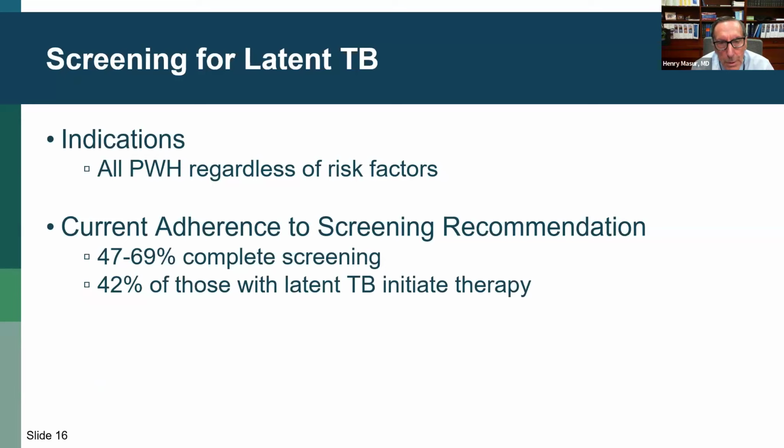And the screening, of course, is either a PPD or an IGRA. It's recommended that you not do both because you'll just get confused. But what the CDC would report, based on some Cochrane analyses and other meta-analyses that are not entirely current, is that we don't do a very good job of screening for latent TB or starting people on chemoprophylaxis. So they would estimate that only about 40 to 70% of people ever complete their screening. And of those who complete their screening, less than half ever initiate therapy for latent TB.